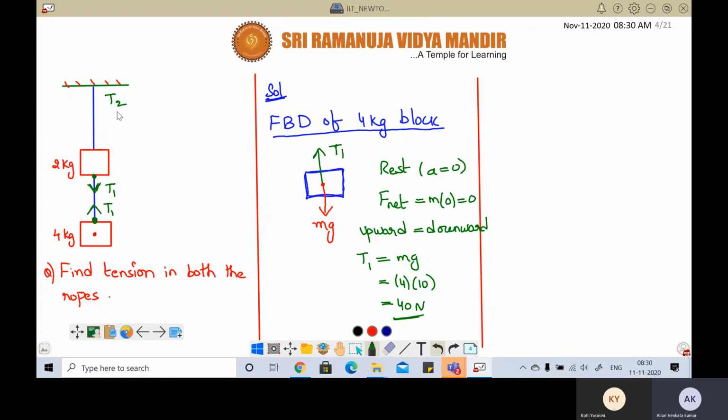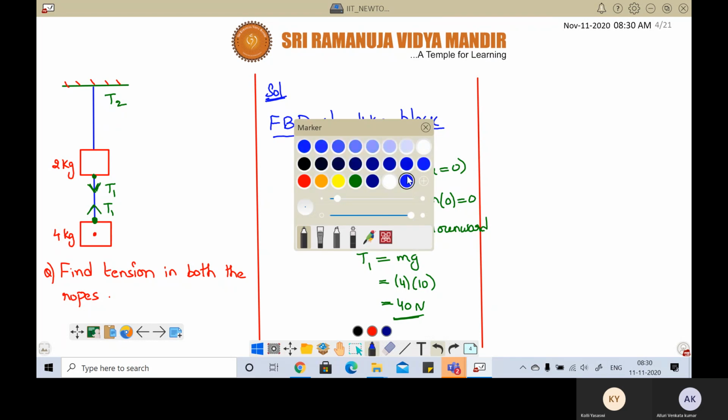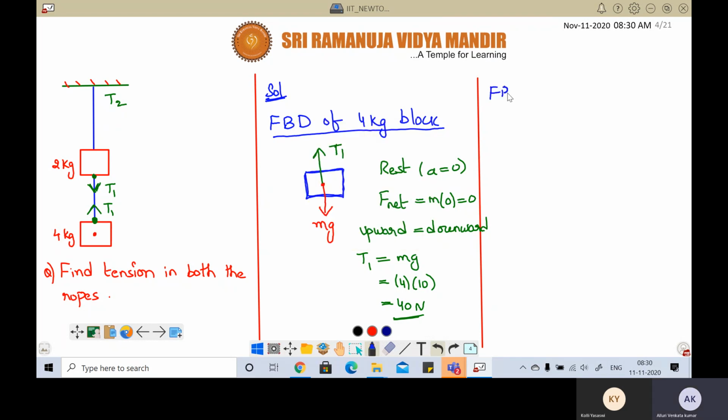Now how to get T2? Draw the free body diagram of the 2 kg block. Correct. Now tell me, what are the forces on the 2 kg block? The first force is the gravitational force mg, from its center, and two tensional forces.